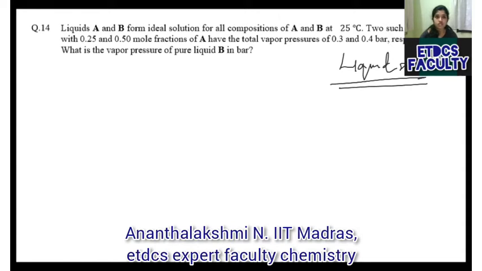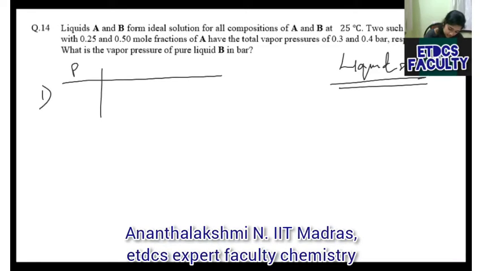Okay. So liquids A and B form an ideal solution for all compositions of A and B at 25 degrees Celsius. Two such solutions with 0.25 and 0.5 mole fractions of A have total vapor pressures as 0.3 and 0.4. Okay, so let's write the data down first. So in the first case, the total pressure P total is 0.3, right? Yeah, 0.3. And in the second case, it is 0.4. Okay, great.